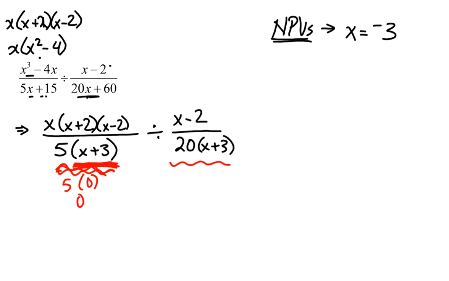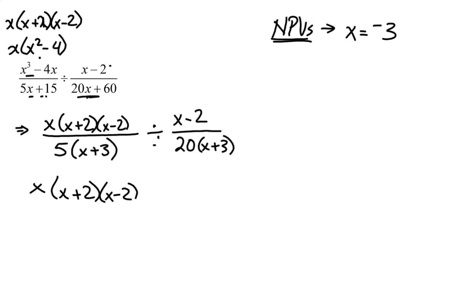When I look at the second rational, it's the same thing. I don't want this to be 0, which could occur if I had 20 times 0. That 0 would occur if x plus 3 equaled 0, and that would happen if x was negative 3. So right now, negative 3 is our non-permissible value for this situation. But we can't have a denominator of 0 ever. So the second thing we talked about, we have x plus 2 times x minus 2 over 5 bracket x plus 3.